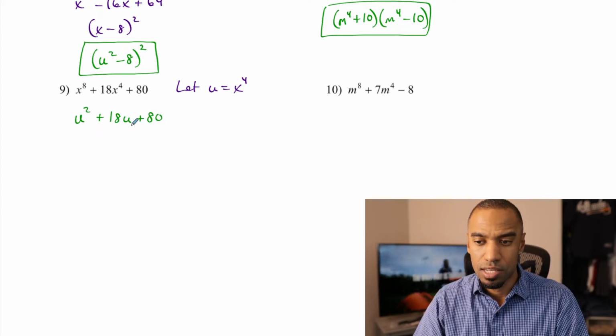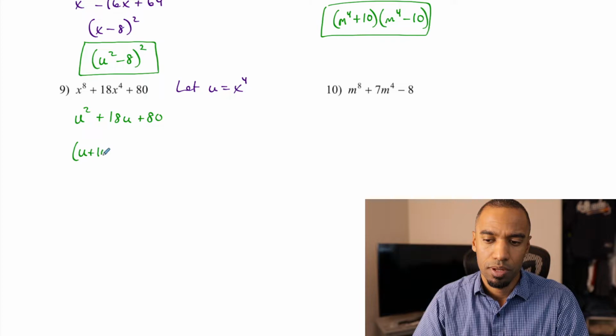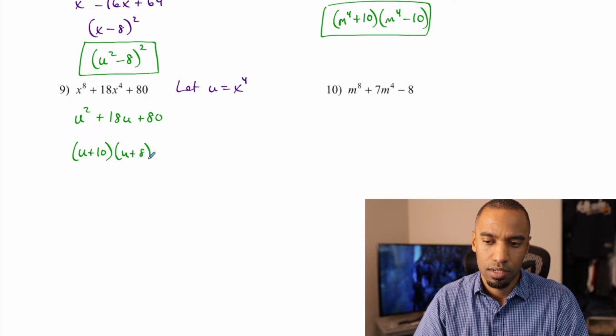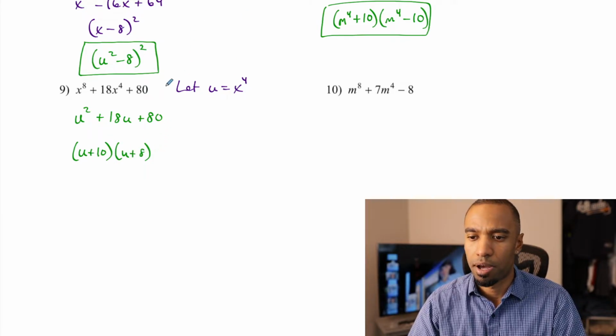10 plus 8 is 18. 10 times 8 is 80. So u plus 10 times u plus 8. So x to the 4th, jump on back in.